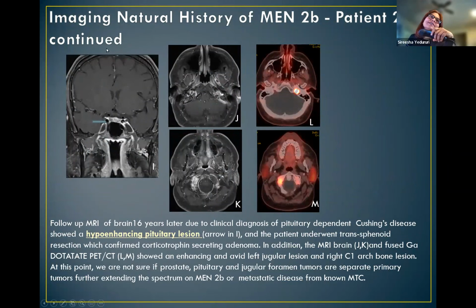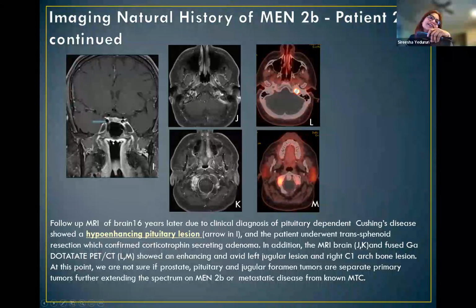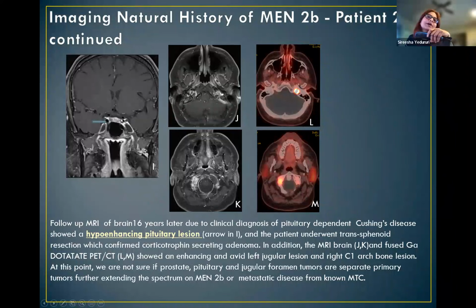So this is where we are entering the uncharted territory. We know that medullary thyroid carcinoma causes mucosal neuromas. We know they can cause pheochromocytomas, but this patient, 16 years after the diagnosis, developed pituitary-dependent Cushing's disease, and you see a pituitary lesion. These patients are surviving longer, and we're seeing new kinds of tumors.